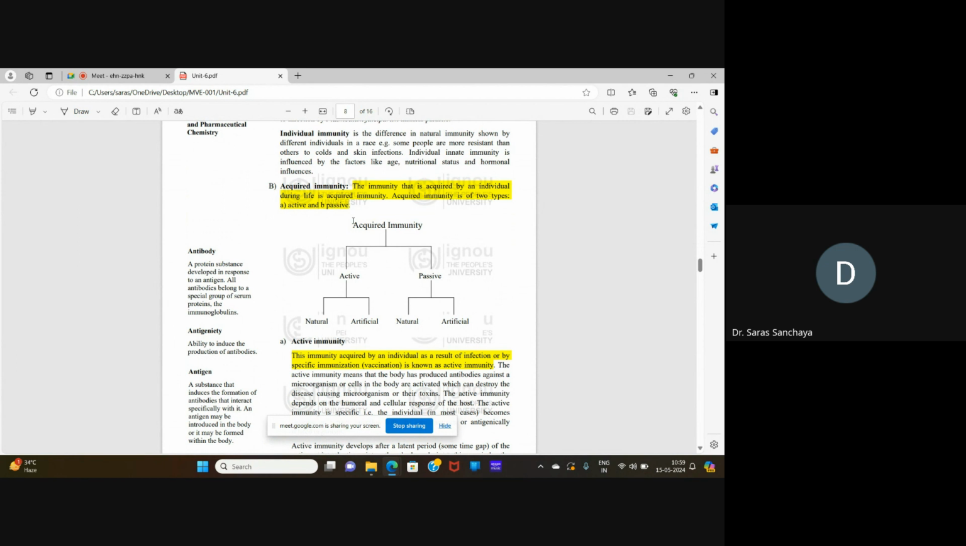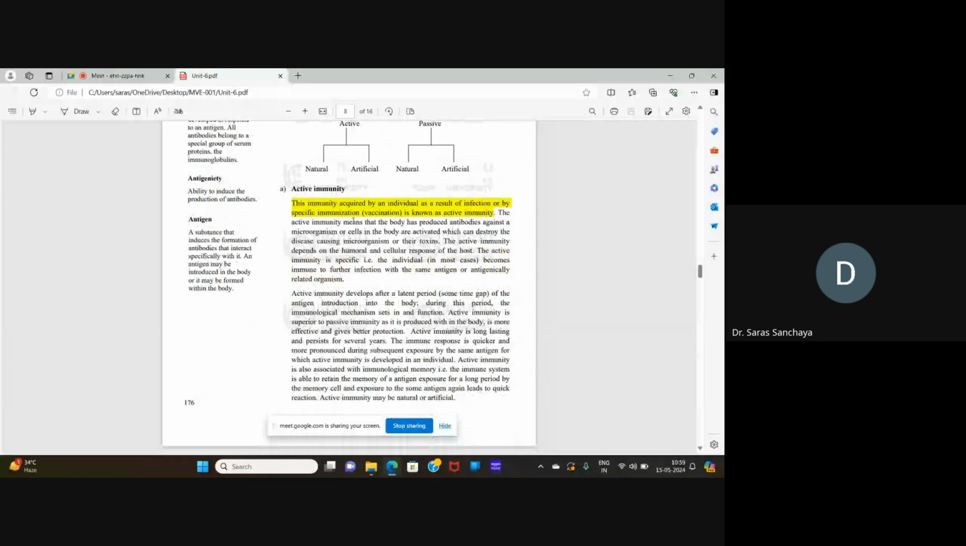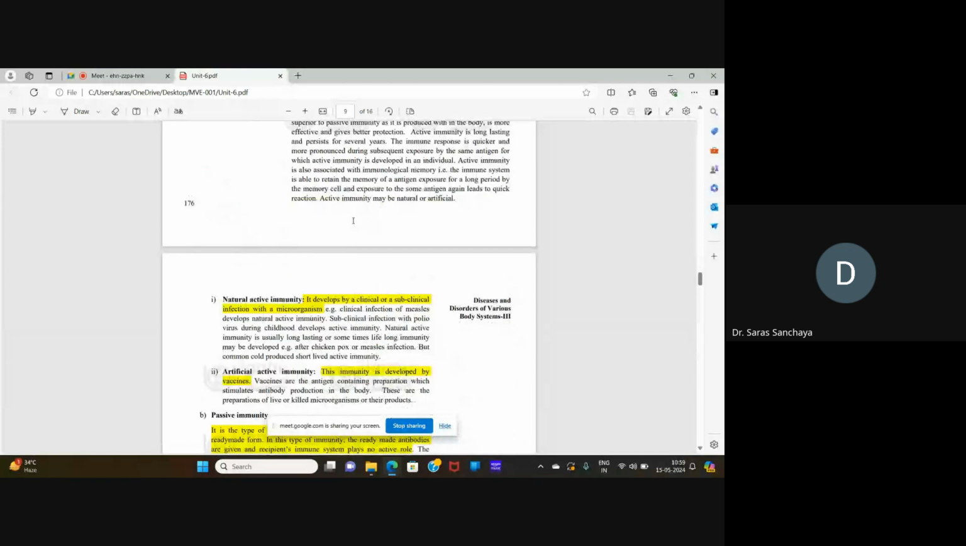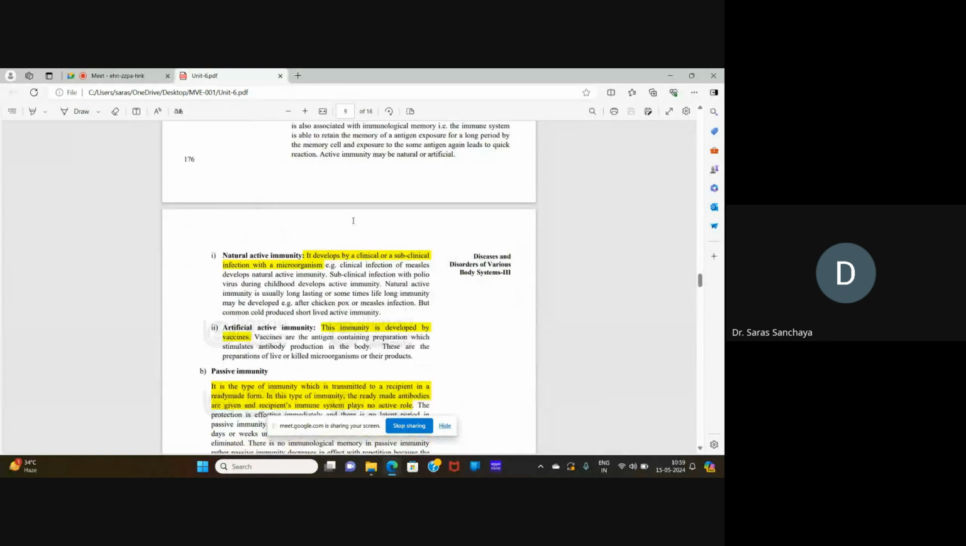Acquired immunity is of two types: active and passive. And active and passive can further be divided into natural and artificial. Infection or specific immunization gives active immunity. Natural active immunity develops by a clinical or subclinical infection with a microorganism. So, by infection with a microorganism, the body starts making antibodies, and that is called natural active immunity.